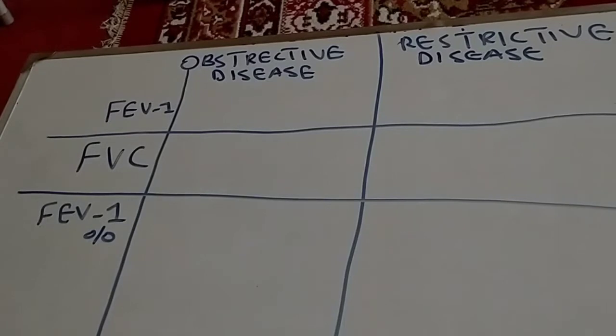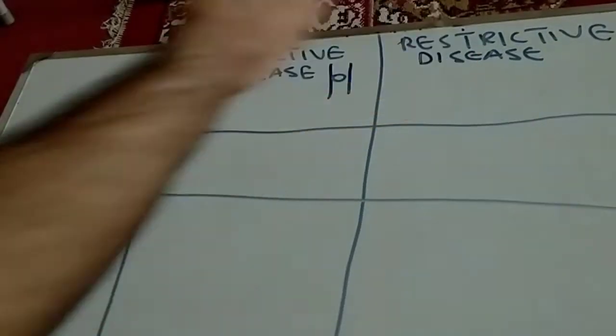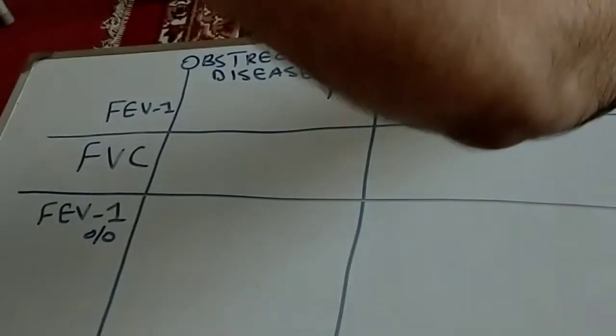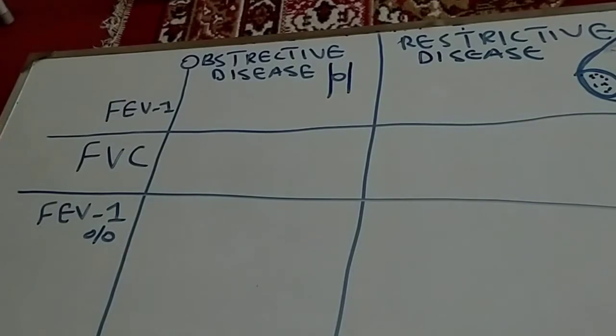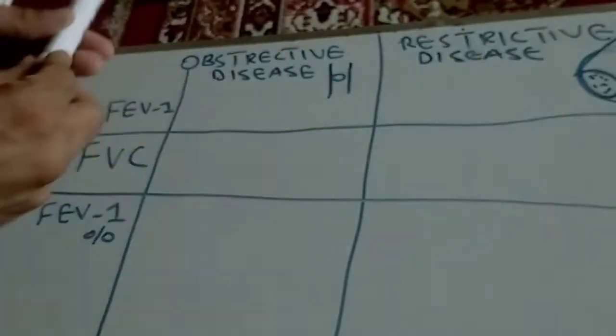First of all, I will tell you what obstructive disease is. In obstructive disease, suppose this is the trachea and an obstruction occurs. And if we talk about restrictive disease, suppose these are the lungs, and in this particular area the lung becomes stiff or fibrosed, and air accumulates in this area and cannot be expelled out. So if this area becomes stiff or fibrosed, this is known as restrictive disease.